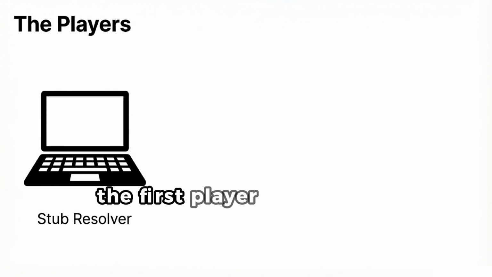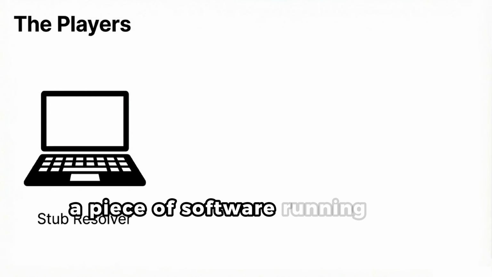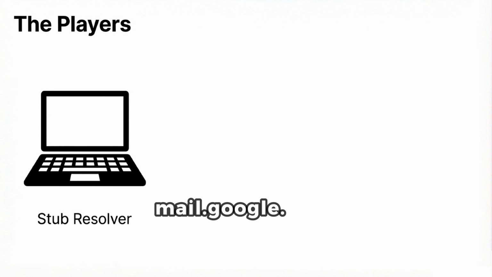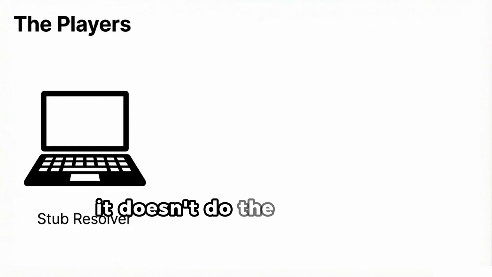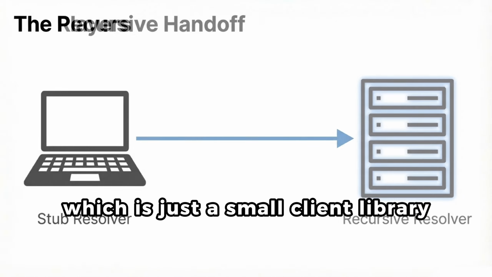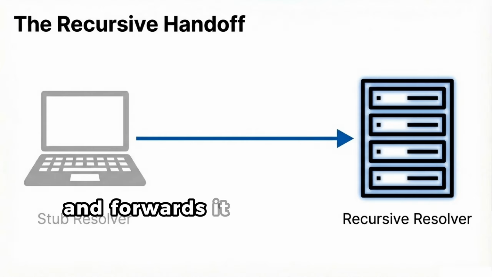The first player is your own computer, or more precisely, a piece of software running on it called the stub resolver. When your browser needs to resolve mail.google.com, it doesn't do the work itself. It hands the question to the stub resolver, which is just a small client library. The stub resolver's job is minimal. It takes the question and forwards it to the next player.